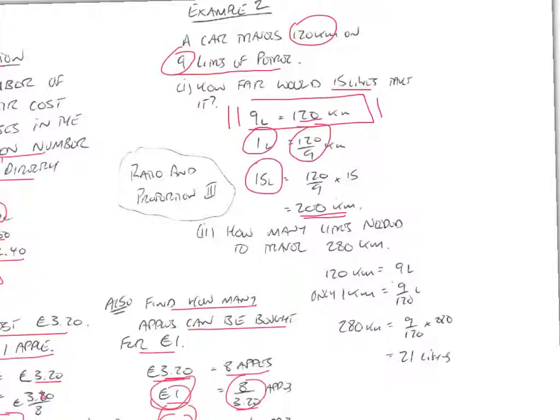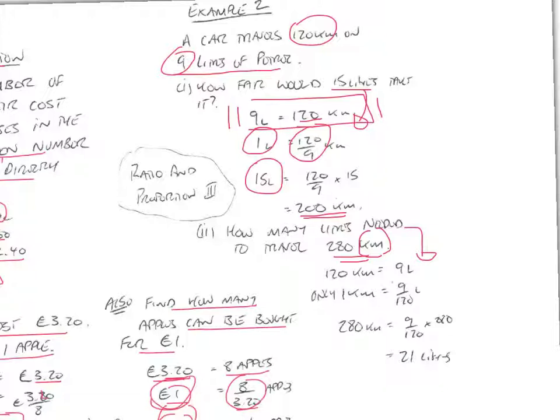We might be asked how many litres are needed to travel 280 km. Well, again, now we're looking for our litres here, so we'll keep our litres to the right. Here we were looking for our kilometres, and we kept our kilometres to the right. So what you're looking for is what's right. This might be one way of remembering how to approach these at the beginning.